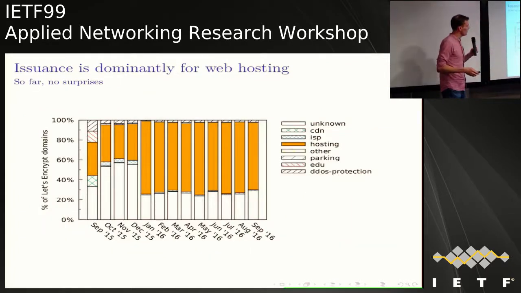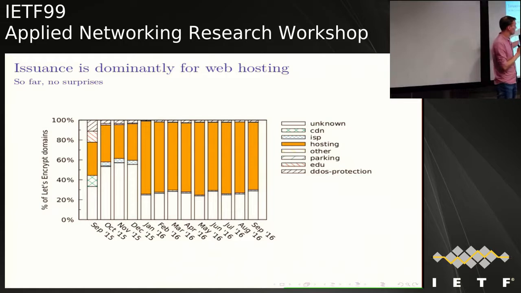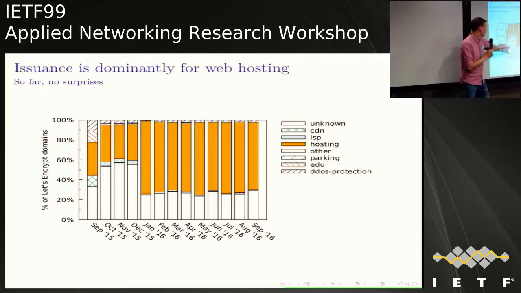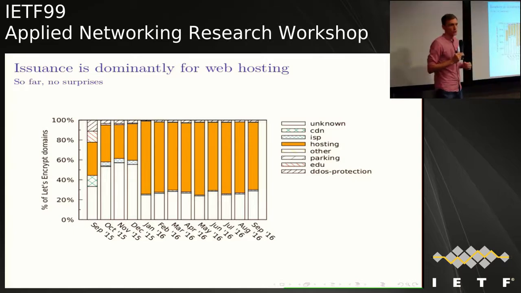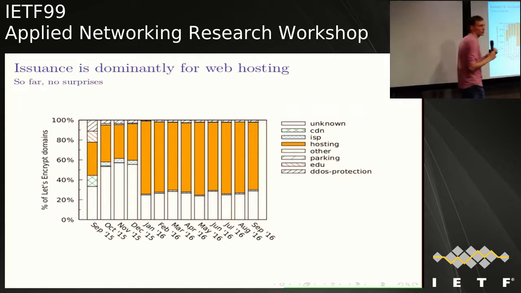So what is the business of these organizations? Like, what are they doing? And no real surprises here. If you try to classify organizations in different areas, you can see that the large part is either unknown, which is the white stuff on the bottom, or web hosting. And all the unknown bits are small organizations, because if we would find an organization with an unknown business, we would do it by hand. So all these unknowns are the very small ones, which would add up to a lot of manual work. But still, you can see that it's about 70% hosting.